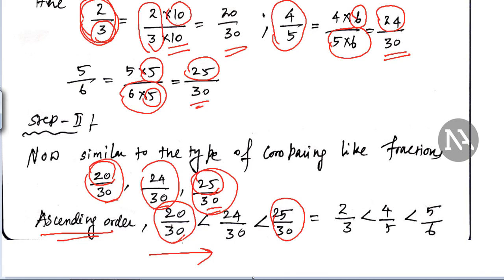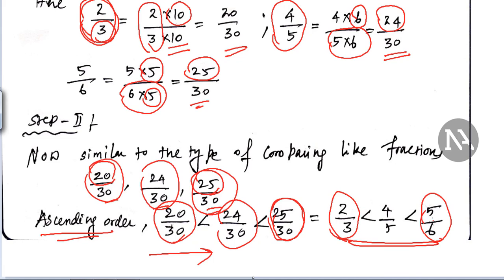So 20 divided by 30 is the smallest number. After that 24 divided by 30, after that 25 divided by 30. So 25 divided by 30 is greater than 24 divided by 30, and 24 divided by 30 is greater than 20 divided by 30. Then the original fractions are 2 by 3, 4 by 5, 5 by 6. So 2 by 3 is the smallest and 5 by 6 is the greatest fraction.